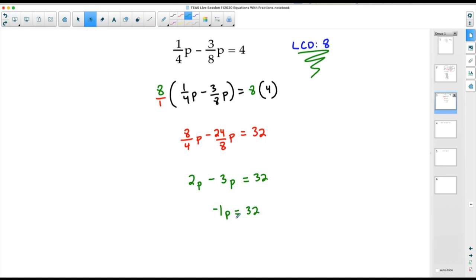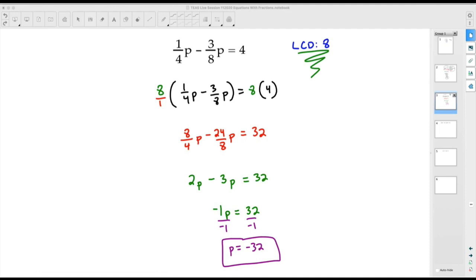And just remember, you want to get p completely by itself. We want to get rid of this negative 1, so we can divide both sides by negative 1, and therefore we get p is equal to negative 32. That is our final answer for this problem.